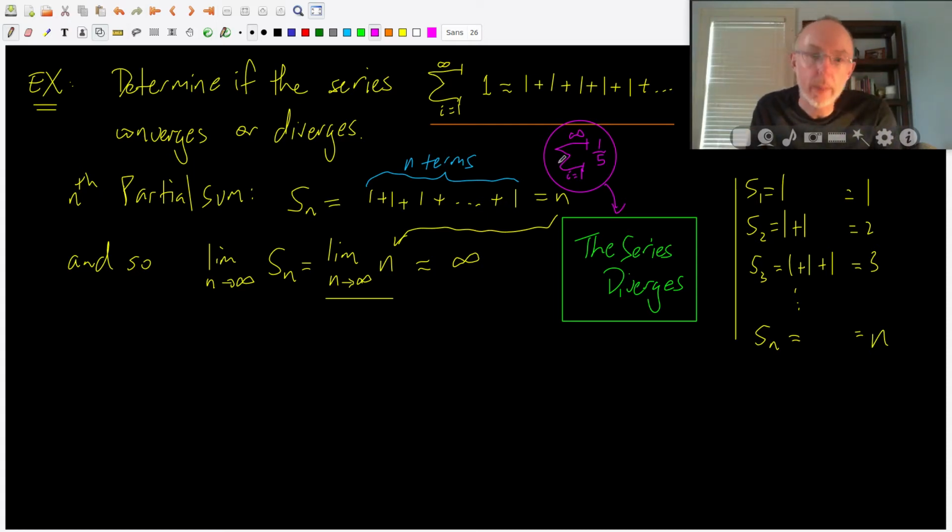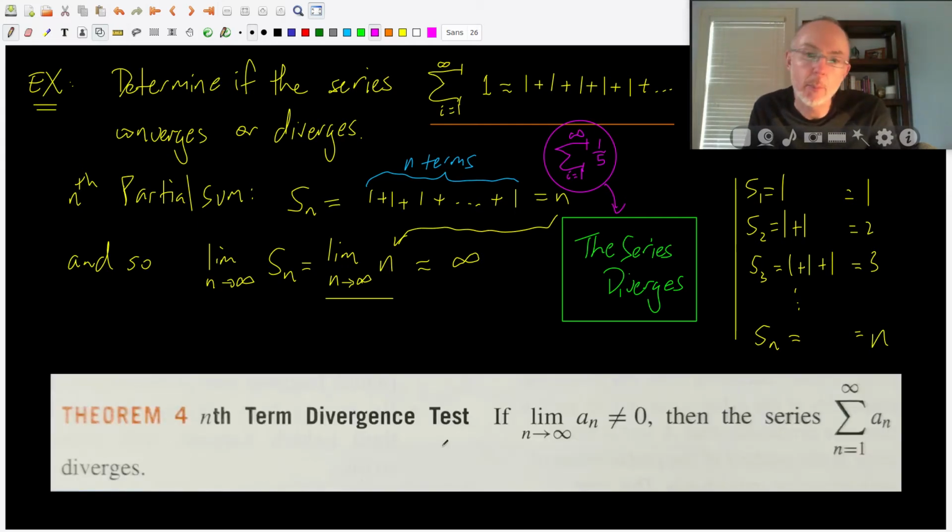And so there's a quick way to see whether a series will diverge, and it's called the divergence test. And here it is from the book. In fact, they call it the nth term divergence test. And it basically says, if the limit of the terms isn't 0, then the series diverges. And in this case, think about the limit of the terms. If the terms here were adding up 1 each time, right? So this is our nth term. I've lost my pen. But this is the nth term. It was just a 1.